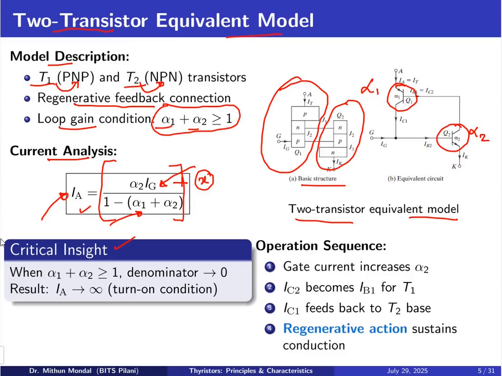The critical insight that we can get from this equation is that if the sum alpha 1 plus alpha 2 tends to 1, then the denominator will become 0, and as a result the current will be infinite, which can be thought of as the turn on condition. So in the operation sequence of the two transistor model, the gate current will increase the current gain of transistor 2. The collector current of transistor 2 will become the base current of transistor T1, because both are connected together, and IC1 will be feeding back to the transistor T2 base. So there will be regenerative action which will sustain the conduction process.